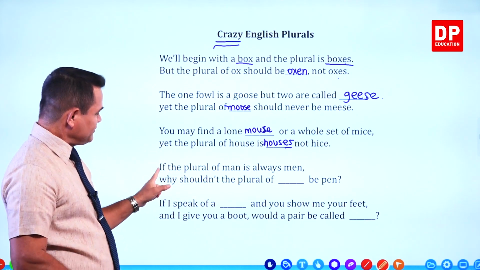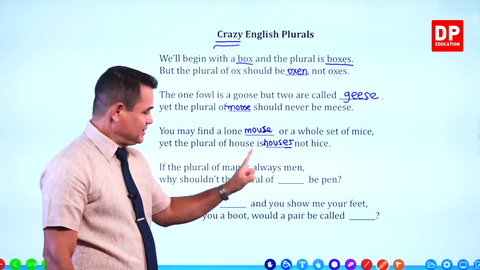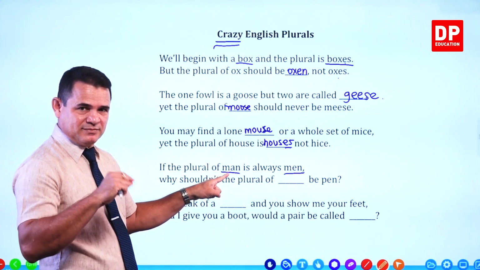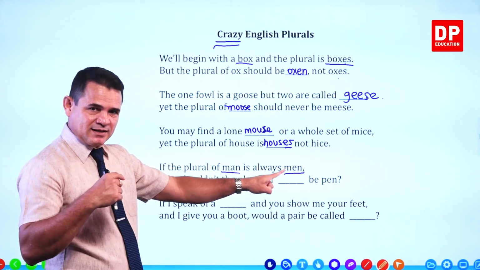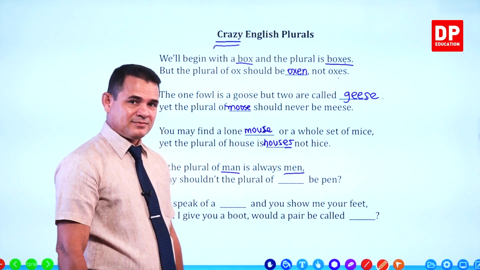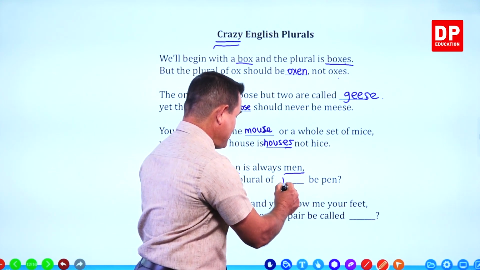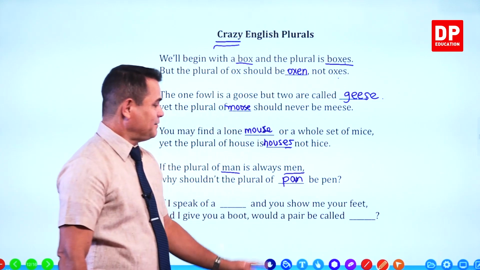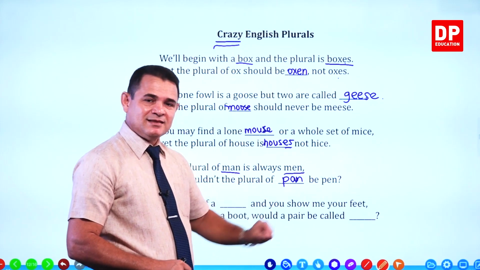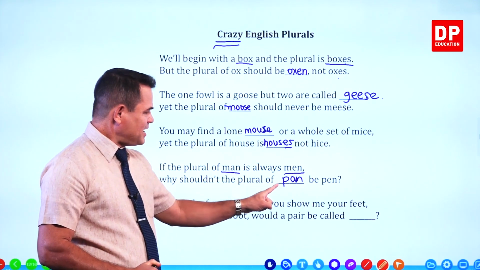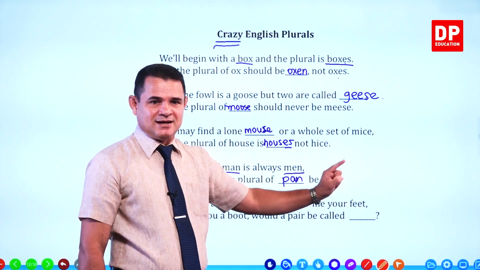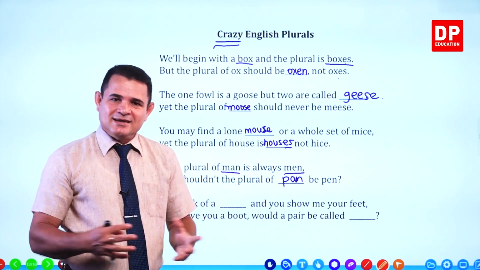If the plural of man is always men, man becomes men by an internal vowel change. The vowel in the middle changes, we learned that. Man, men. Then why shouldn't the plural of pan be pen? If we write that, it's wrong. It has a question mark. Why is the plural of pan not pen? Actually the plural of pan is pans, we add s. This is another word. So it's really crazy.